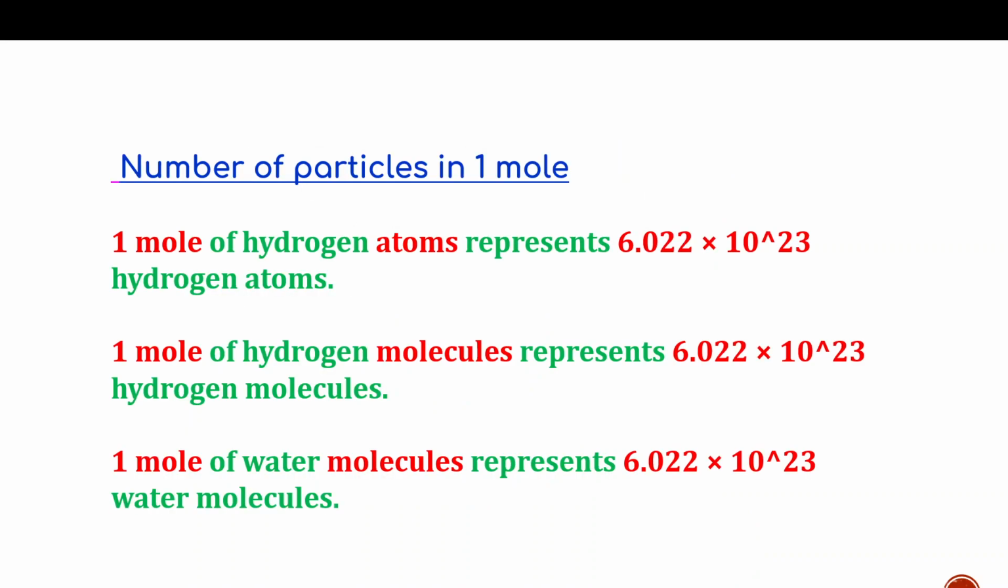That is, let me check an example. 1 mole of hydrogen atoms represent 6.022 into 10 raised to 23 hydrogen atoms. 1 mole of hydrogen molecules represents 6.022 into 10 raised to 23 hydrogen molecules. 1 mole of water molecules means 6.022 into 10 raised to 23 water molecules. Thus, 1 mole of anything means 6.022 into 10 raised to 23. That is, 1 mole is just a word. A mole is just a word which represents the number 6.022 into 10 raised to 23. You agree?